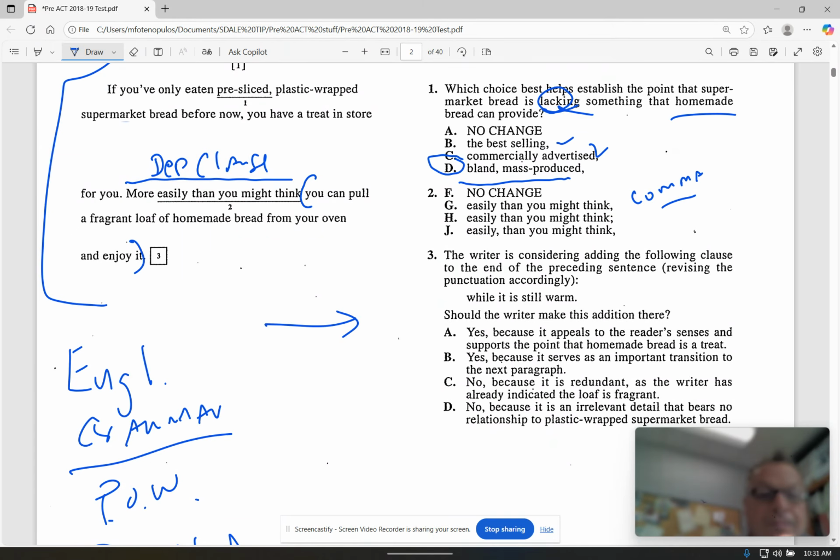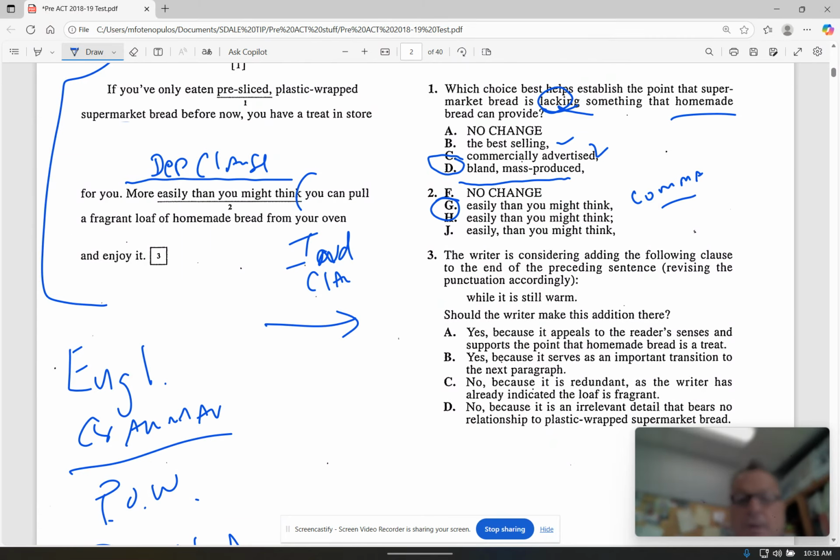You can pull a loaf of bread from your oven. Just keep breaking it down until you find subject and verb. The subject is you, and the verb is you can pull, and then it's got all the other stuff that you can do with that. So what you're wanting to do is now find the one that separates this dependent clause from this independent clause. And so, of course, the one that does that the best is G. There it is.